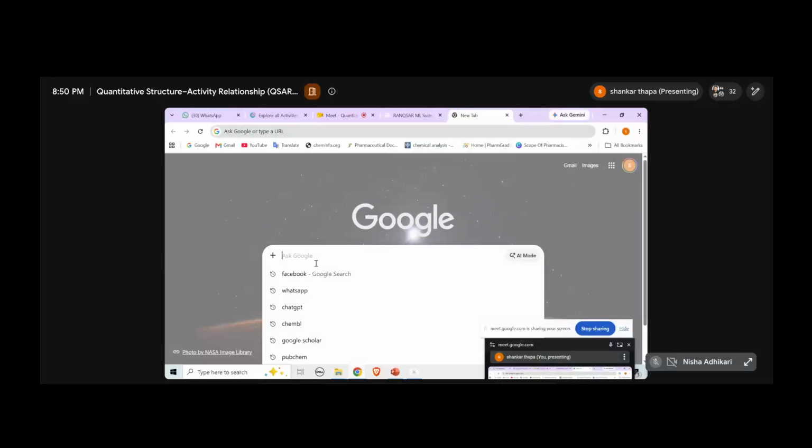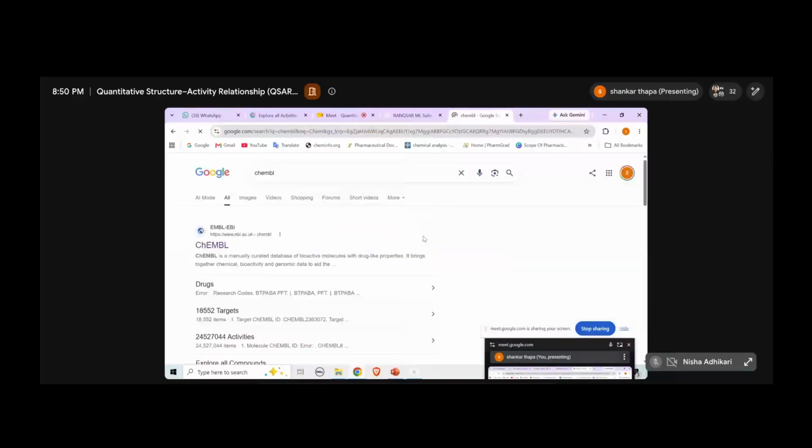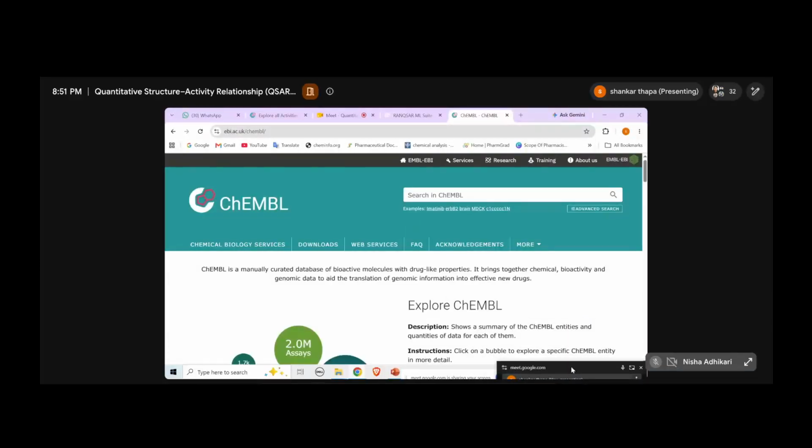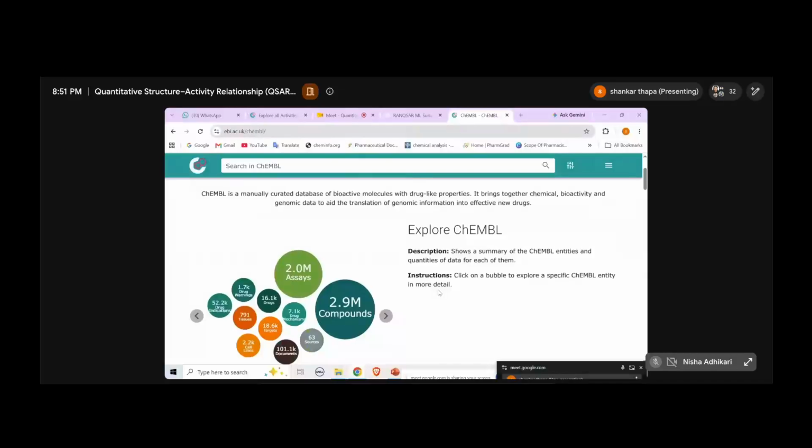Another way is from a publicly available database, where you can get the IC50 value and the compounds. The database I am going to show you is ChEMBL. This is a large database. You can get millions of compounds with their biological activity. So always remember, the biological activity should be in IC50 value.